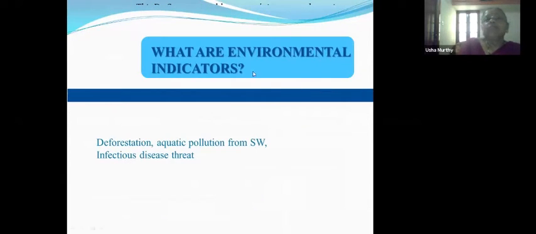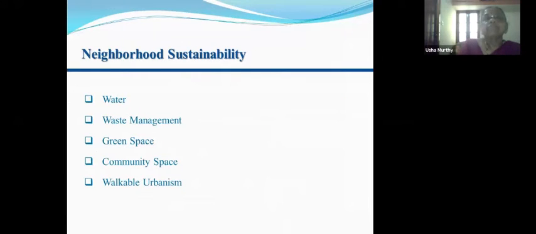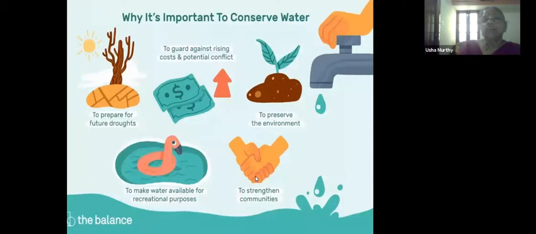Now coming back to this, what are the environmental indicators? Basically deforestation, aquatic pollution from solid waste, and infectious disease threat. This is a very dangerous one, as we are all facing right now. Then neighborhood sustainability. What do we have to do for this sustainability? Basically water, waste management, solid waste management, hazardous waste management, green space and community space, walkable arrangements. All these things should be maintained. We have to look into that.